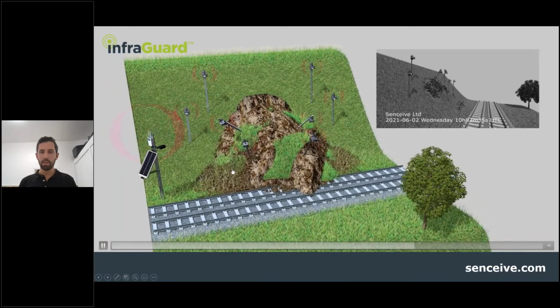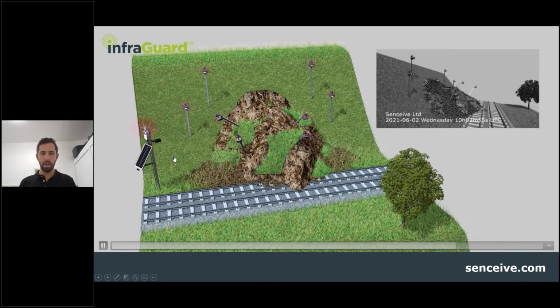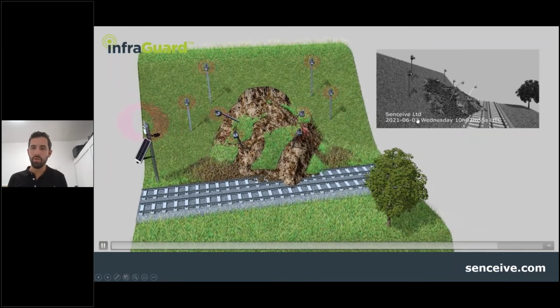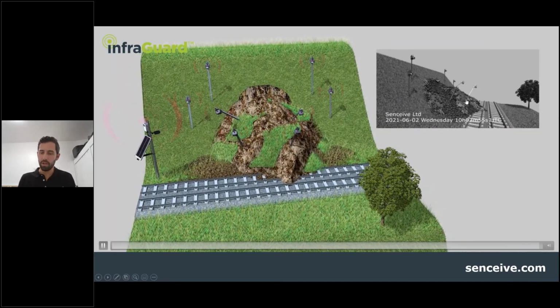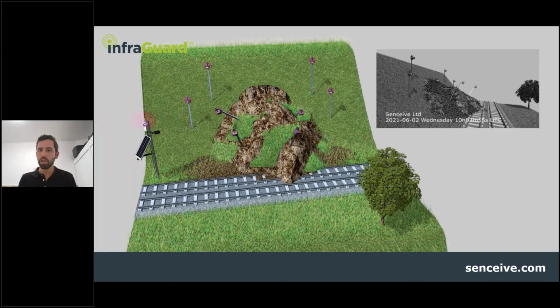Further movement does request another photo to be taken, and you can see that on the top right. So of course, all this is going to be time stamped to allow that correlation to be done on the back end on the software, looking at the time of the data, looking at the photo, giving that visual verification of what is happening on site.